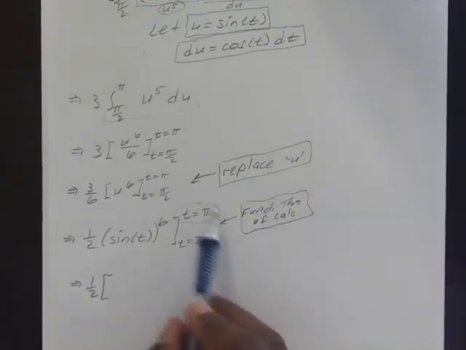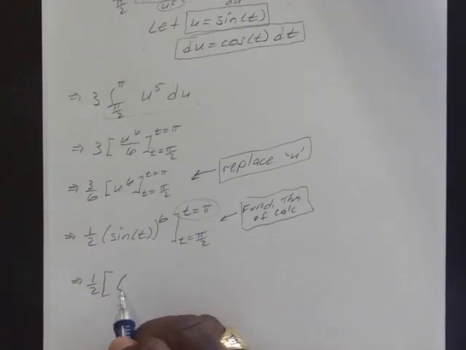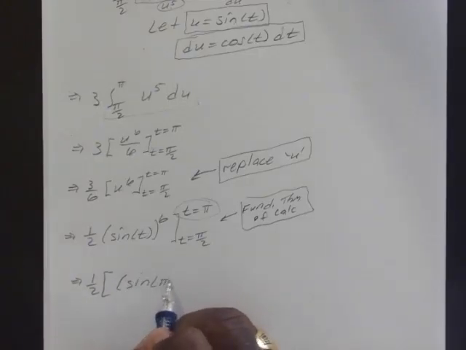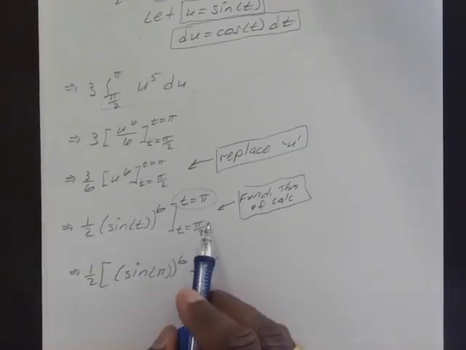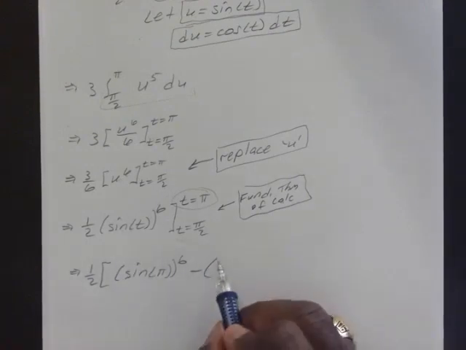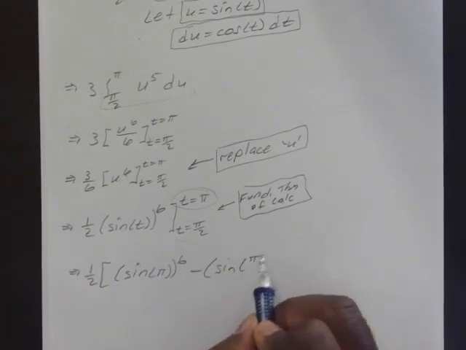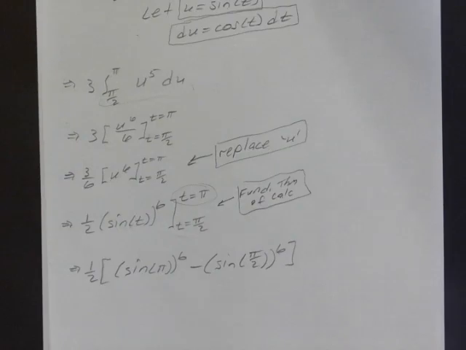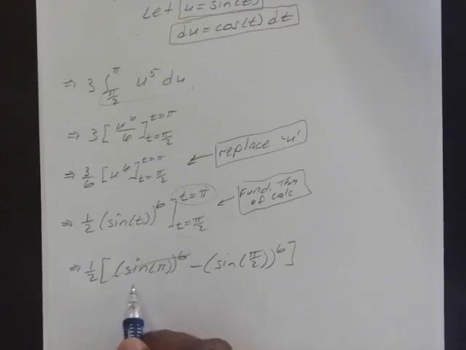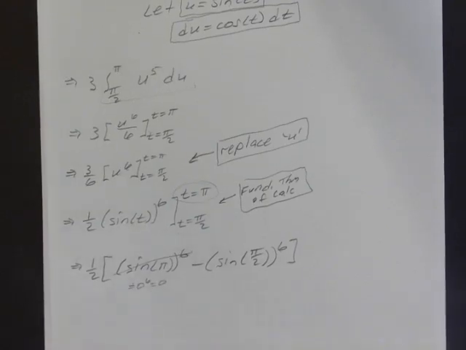So we plug in our upper bound. Okay, so that's sine of pi to the 6th power minus, now we plug in our lower bound. So that's sine of pi over 2 to the 6th power. Okay, so sine of pi is equal to 0. So that's just equal to 0 to the 6th power, or just 0.